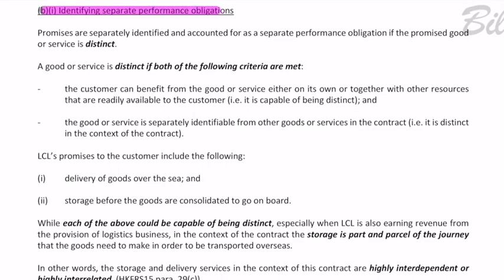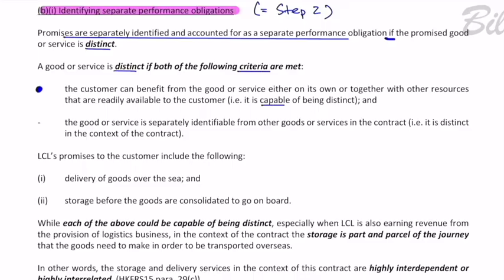Identifying separate performance obligations, referring to Step 2. First, we must identify the performance obligations in the contract. Second, if there is more than one performance obligation, do we need to account for them separately? It depends on whether they are distinct or not distinct. Promises are separately identified and accounted for separately if the promised goods and services are considered distinct. How do you know if it's distinct or non-distinct? We consider the criteria: they must be capable of being distinct, and they are distinct in this contract with the customer.